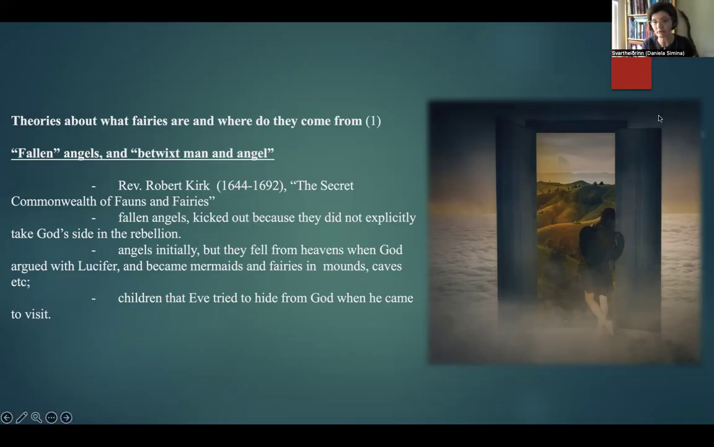Hence the parallel with the door that we have in this picture. They're just thrown out through the door and they land onto Earth and become fairies because they're too good to go to hell, but not good enough to ascend to heaven. So they're left on the Earth waiting.